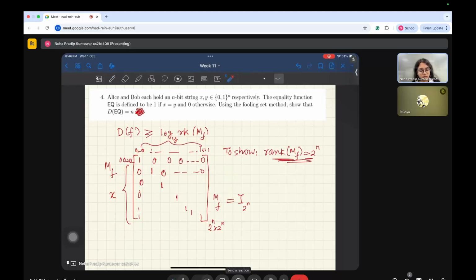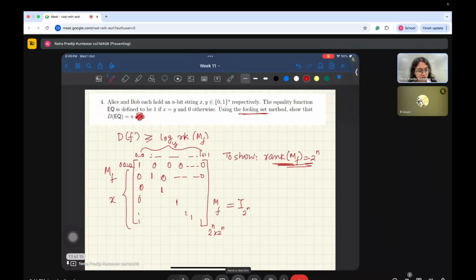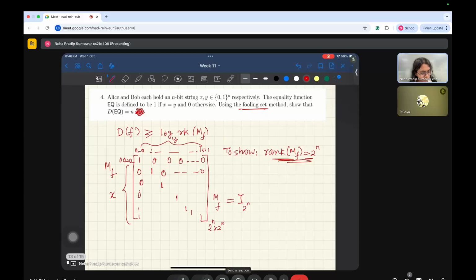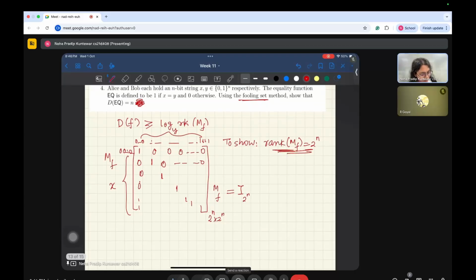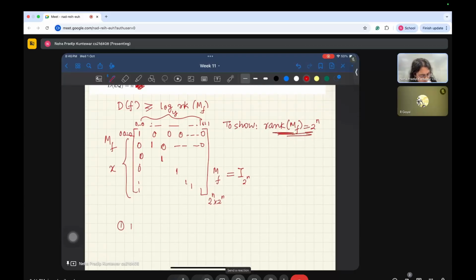But let's say we don't want to use this result, and we want to design a second method. I think you've done two or three methods to find the communication complexity. One is the fooling set method, and the other is the rank argument.